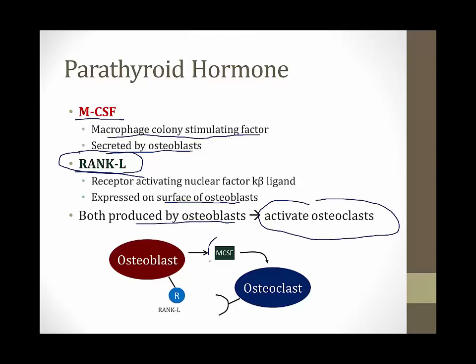The osteoblast makes MCSF. It also expresses RANKL on its surface. The MCSF can stimulate the osteoclast. The RANKL can bind to the osteoclast. And in this manner, the osteoclasts become activated and they will reabsorb bone and they will increase the amount of calcium and phosphate in the serum.